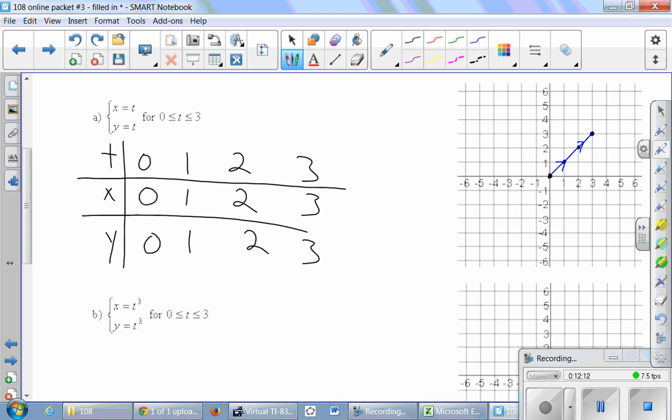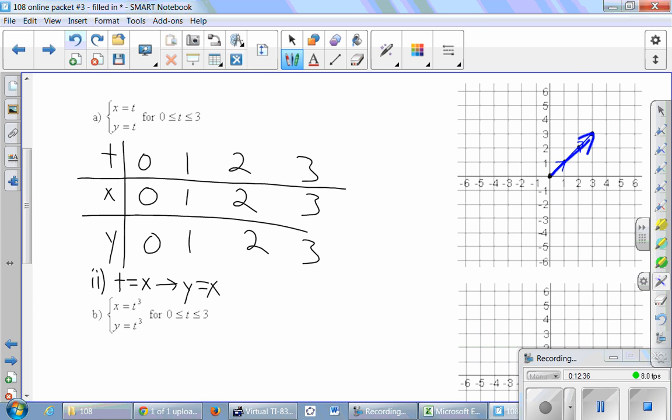So then it says eliminate the parameter. So this one, there's not a whole heck of a lot to do here, but part 2, you solve one variable for t. It's already done. The first equation is solved for t. Substitute that into the other equation. So it said y equals t, but instead of t, we can put x, because that's what t is. So apparently this is the line y equals x. Well, okay, that's not surprising at all. It looks just like the line y equals x.